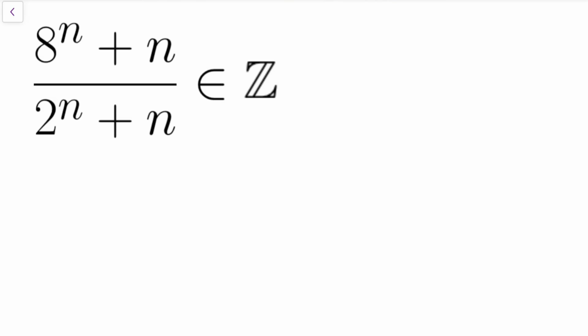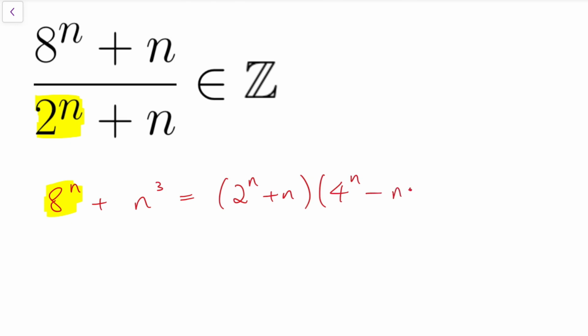To simplify the question, we notice that there is a very clear multiple of 2 to the power n plus n, which is, of course, very close to 8 to the power n plus n, and that's 8 to the power n plus n cubed, because on one hand, 8 to the power n is the cube of 2 to the power n, and n cubed is obviously the cube of n. So by the sum of cubes identity, this can be factorized as 2 to the power n plus n, all multiplied by 4 to the power n minus n times 2 to the power n plus n squared.